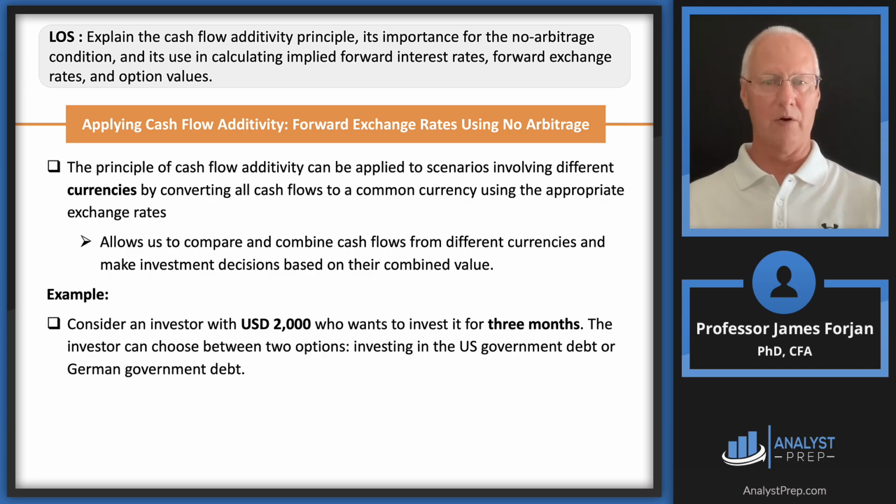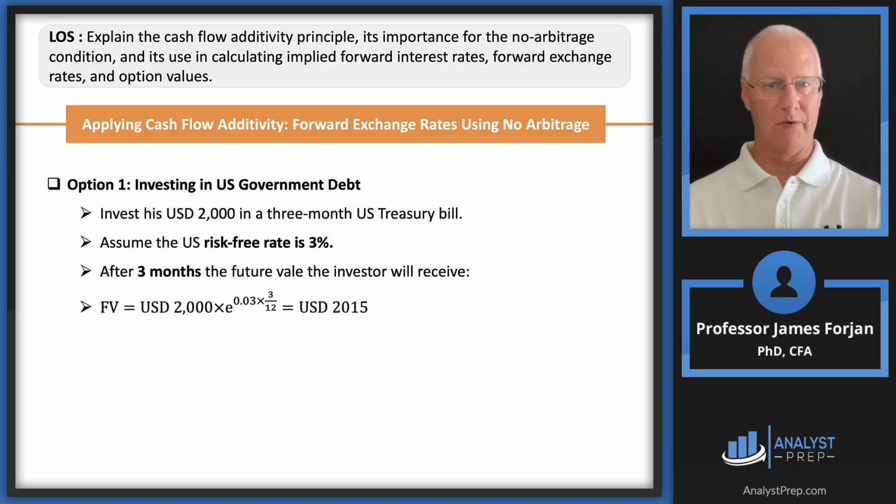We have $2,000. We want to invest it for 3 months. What we can do is invest in U.S. government debt or German government debt. All right, so you ready for this? So what are we going to do? If we invest in U.S. Treasury bills, we have a risk-free rate of interest. We'll learn all about Treasury bills and Treasury notes and Treasury bonds. But let's just suppose that that is a risk-free rate of 3%.